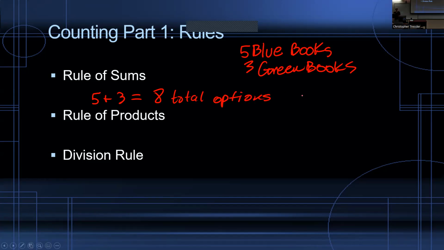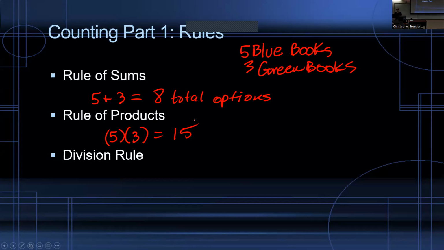The rule of products, on the other hand, let's say if we wanted to select 1 blue book and 1 green book, how many different combinations of books are there? So in order to do this, it's exactly what it sounds like. Once again, the rule of products, it kind of implies that you're going to use multiplication. Think about it. For every single blue book, there's going to be 3 options of green books. And we have 5 options of blue books and, like I said, 3 options of green books. So essentially what you're going to be doing is you're just going to do 5 times 3 is equal to 15 combinations, right?